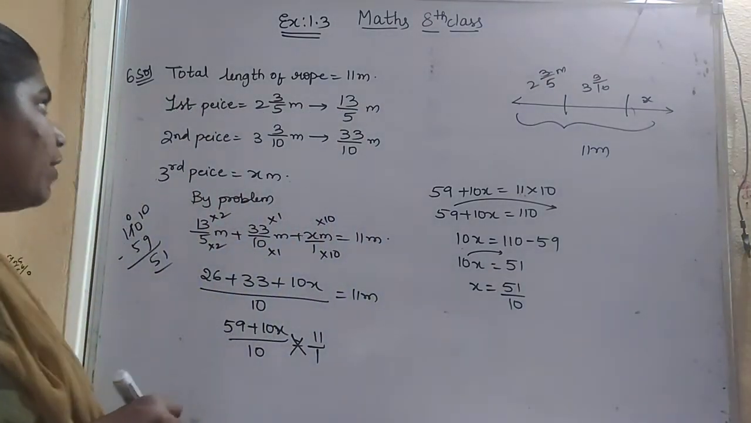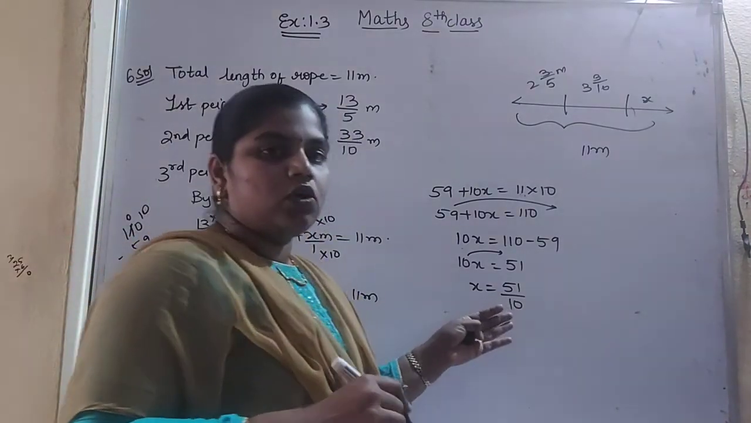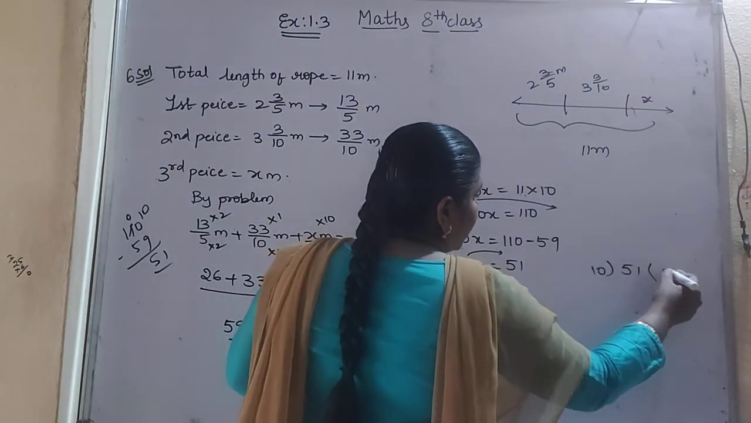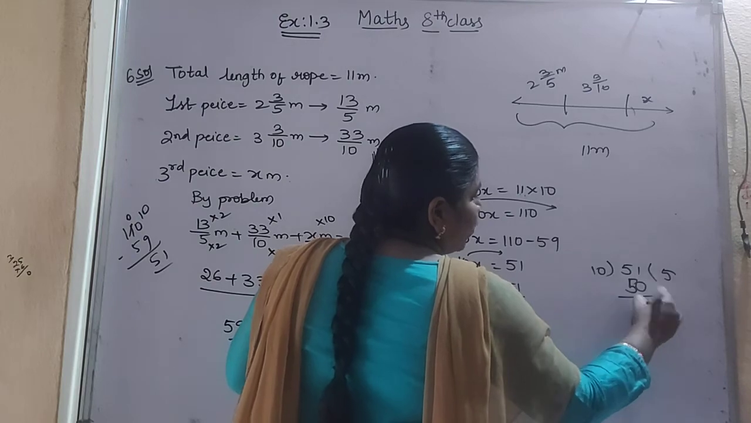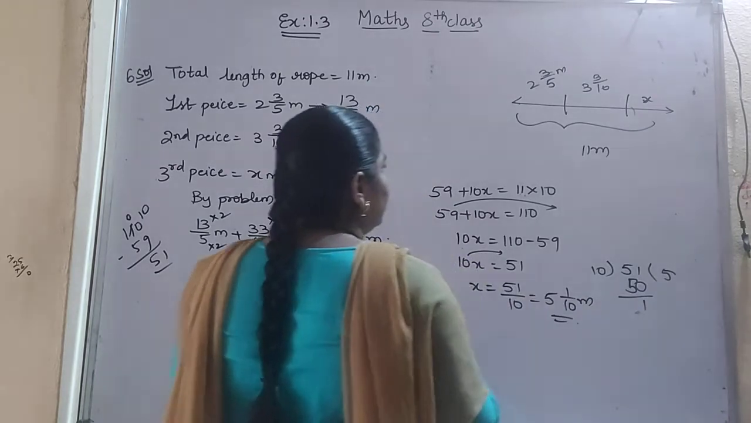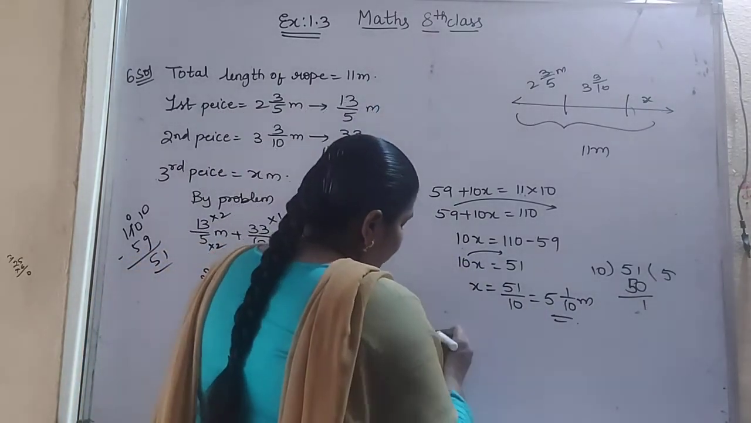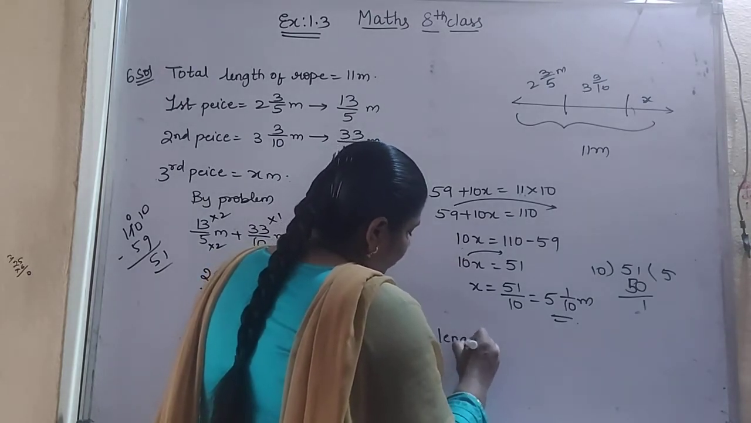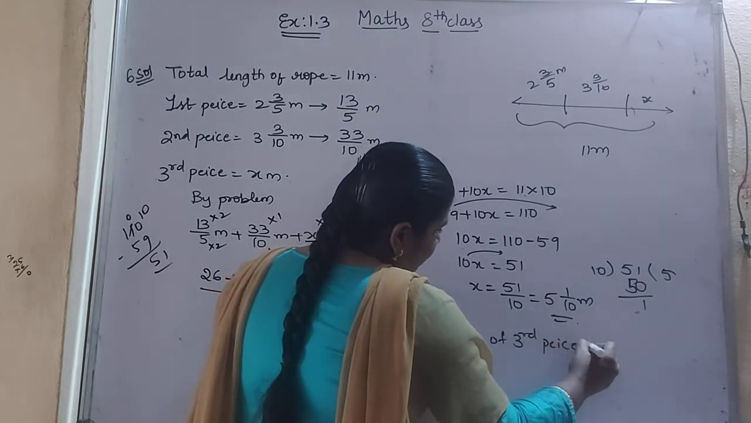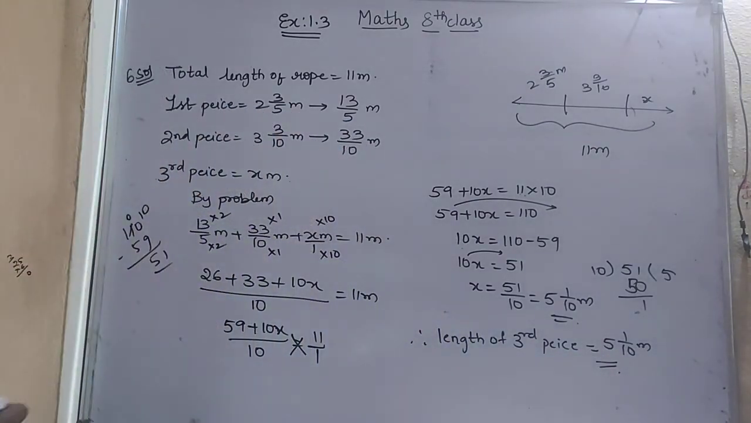So convert this. They have given all the values in the form of mixed fraction. So convert this 51/10 also in the form of mixed fraction. So if you divide this, 10 5s are 50, 1 is remainder. So we can write as 5 1/10 meters. So the length of the third piece, what is the length of third piece? That is 5 1/10 meters. So therefore length of third piece is 5 1/10 meters. So this is our sixth solution.